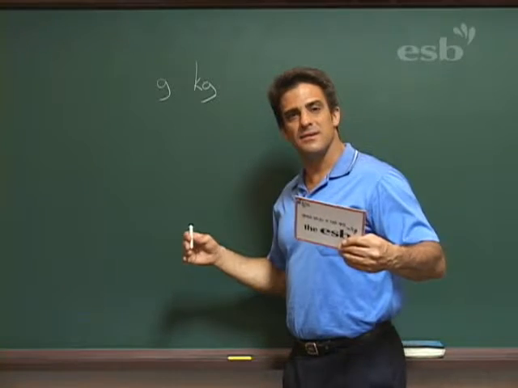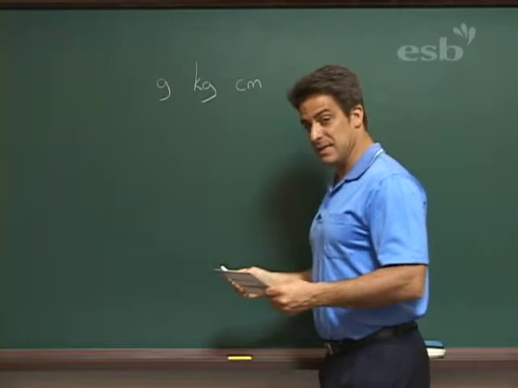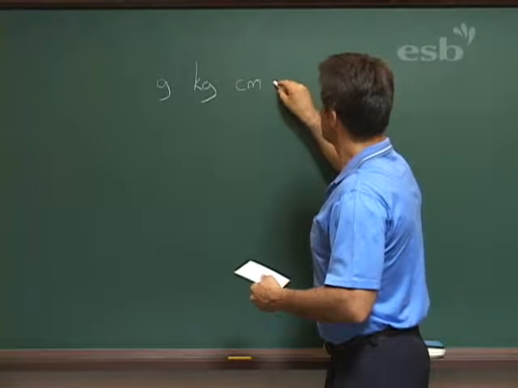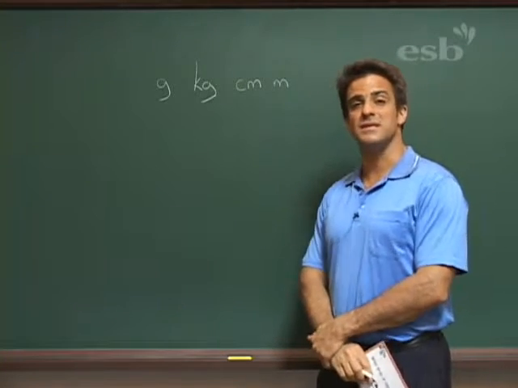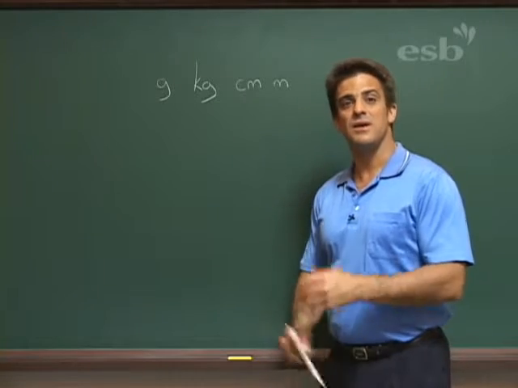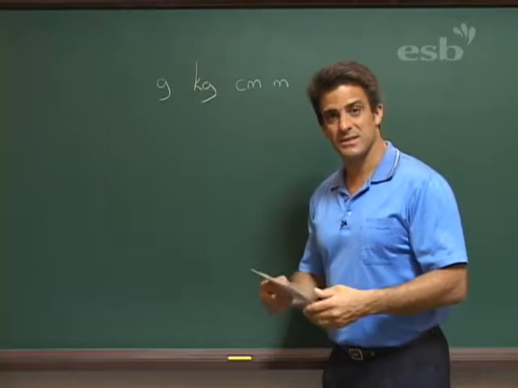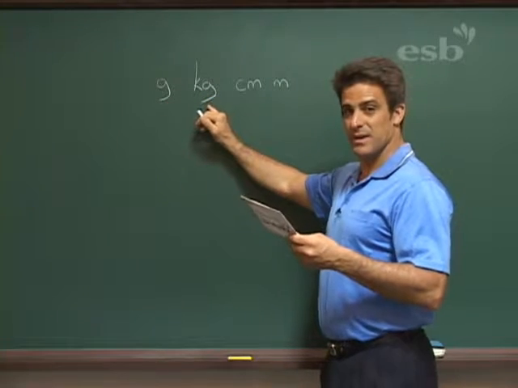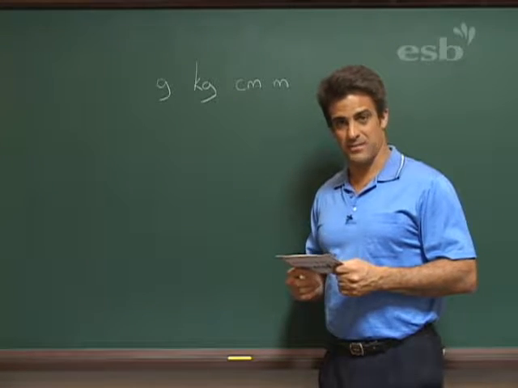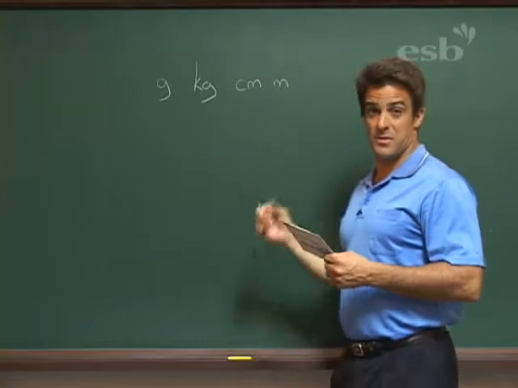How about length? How about how long something is? cm stands for centimeters. Centimeters. And a longer unit, of course, is meters. Therefore, here we have 4 very common standard units that we can use to measure things. Grams, kilograms, centimeters, and meters are all standard units. Grams and kilograms measure weight. Centimeters and meters measure length.